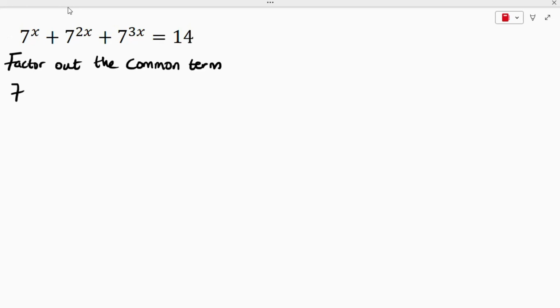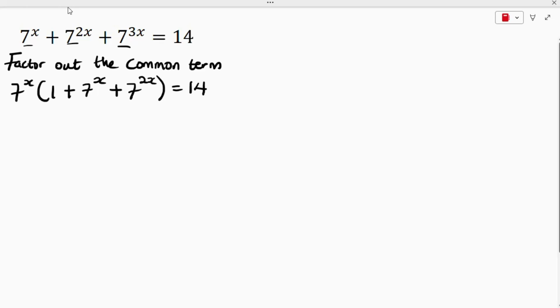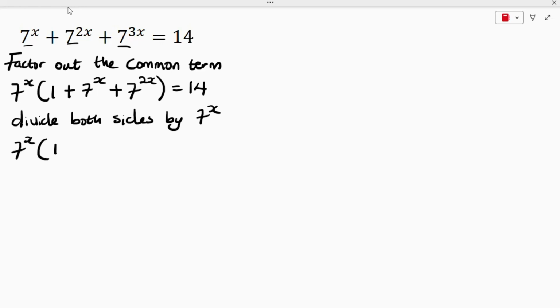So factoring 7^x out, we have 1 for the first one, plus for this part, we have 7 raised to the power of x, plus for this right here, we have 7 raised to the power of 2x, which is equal to 14. Alright, so once we are done, the next thing we want to do is to simply divide both sides by 7^x. So dividing both sides by 7^x, we have 7^x into 1 plus 7^x plus 7 raised to the power of 2x is equal to 14.